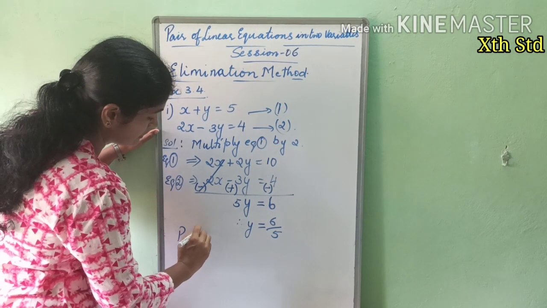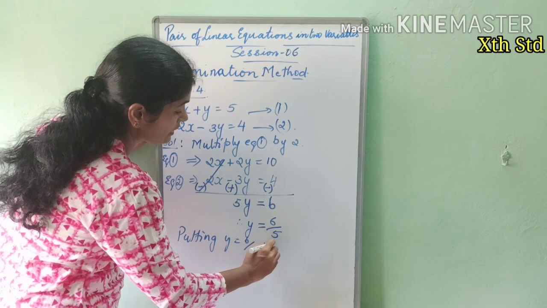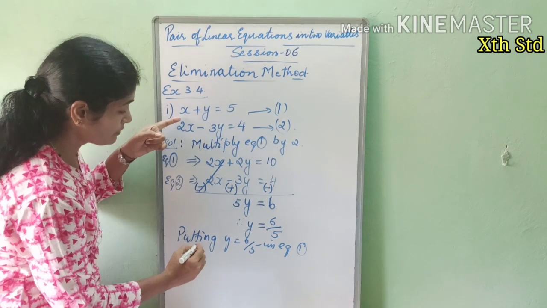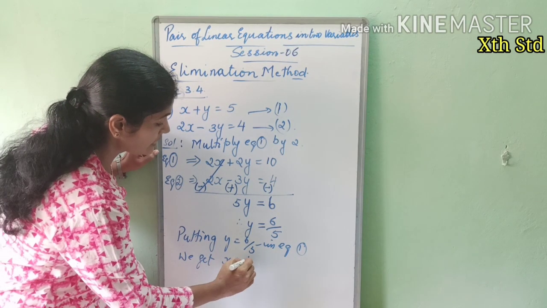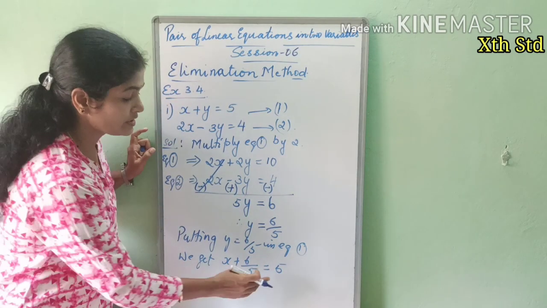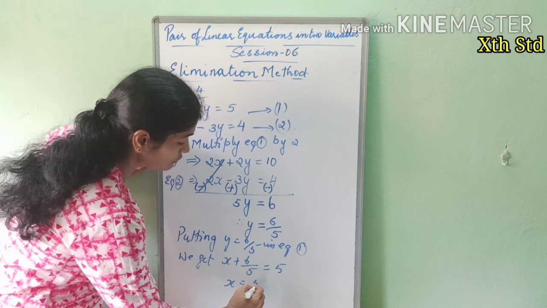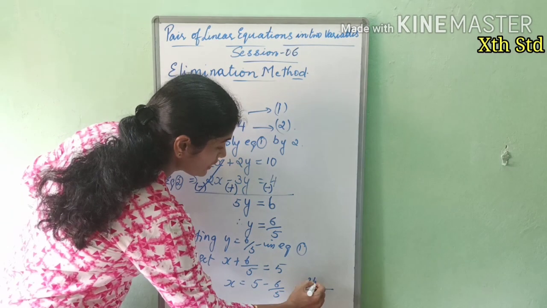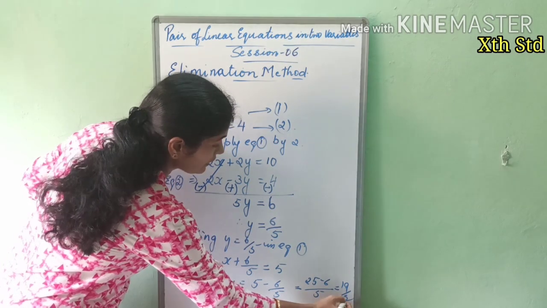Putting y equal to 6 by 5 in equation 1. So if we put it in equation 1, what do we get? We get x plus 6 by 5 is equal to 5. Fine. Then find out what is x. x is equal to 5 minus 6 by 5. So taking the LCM, it is 25 minus 6 by 5, that is nothing but 19 by 5.